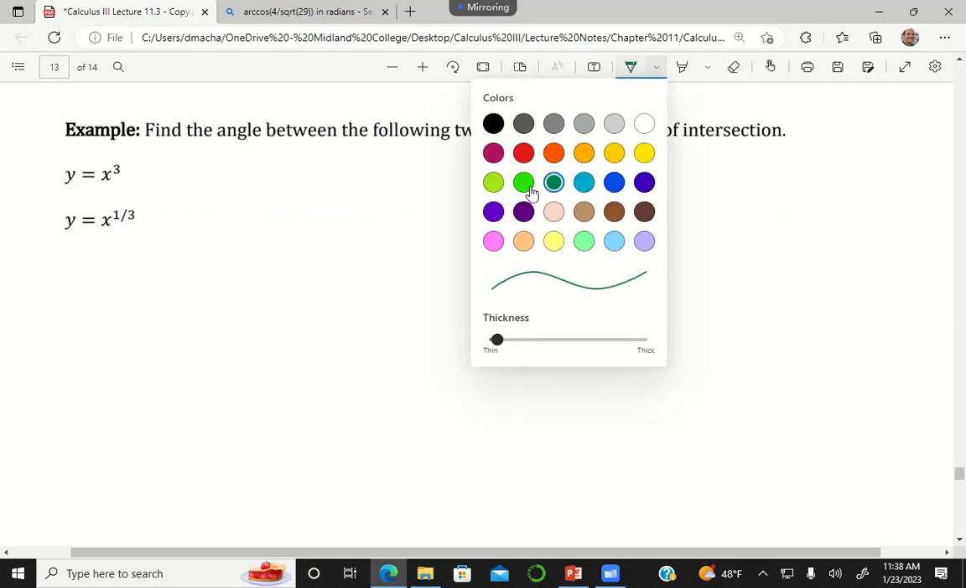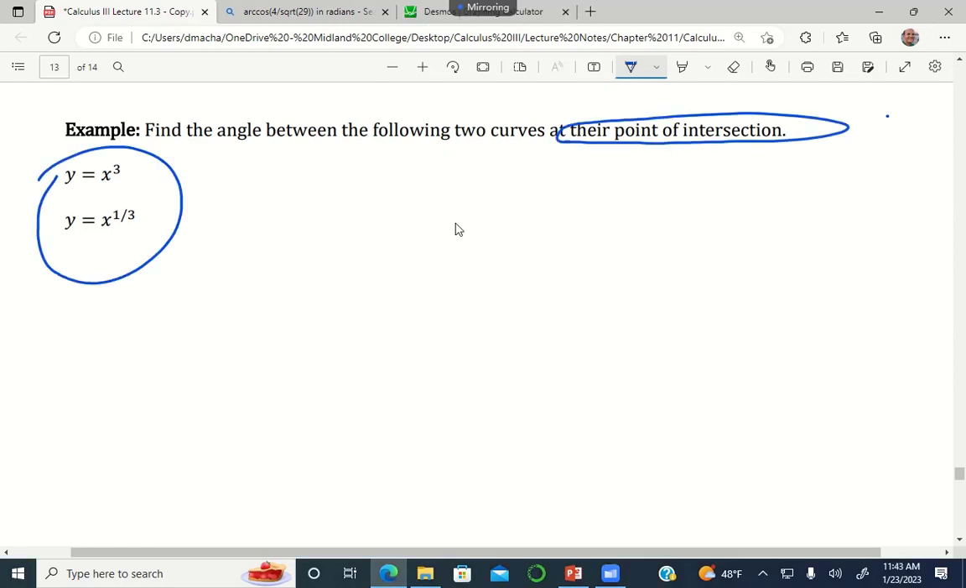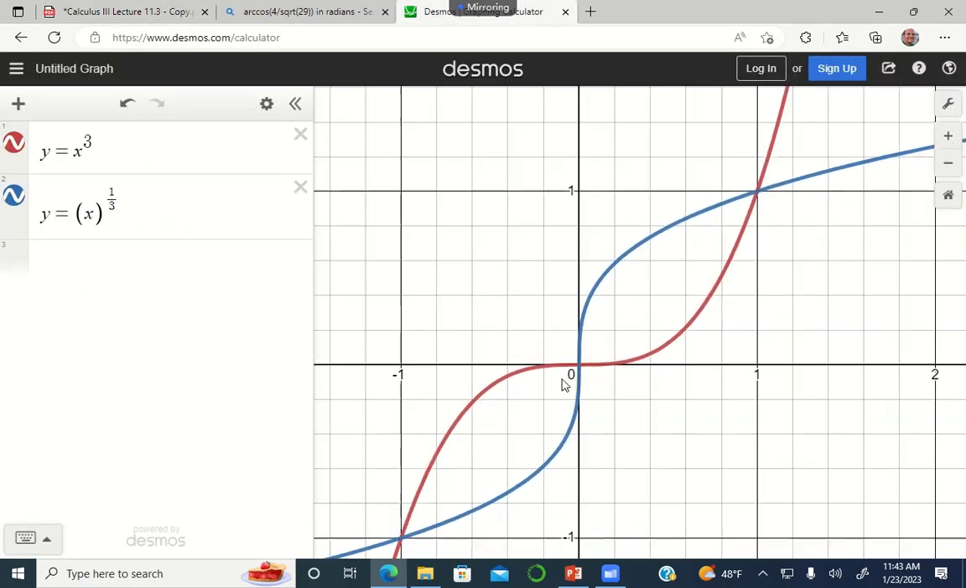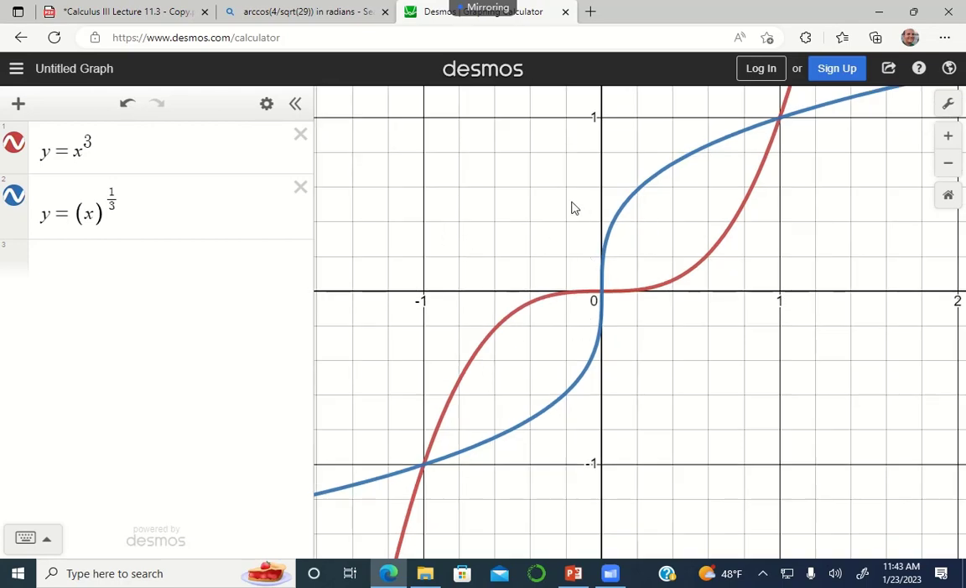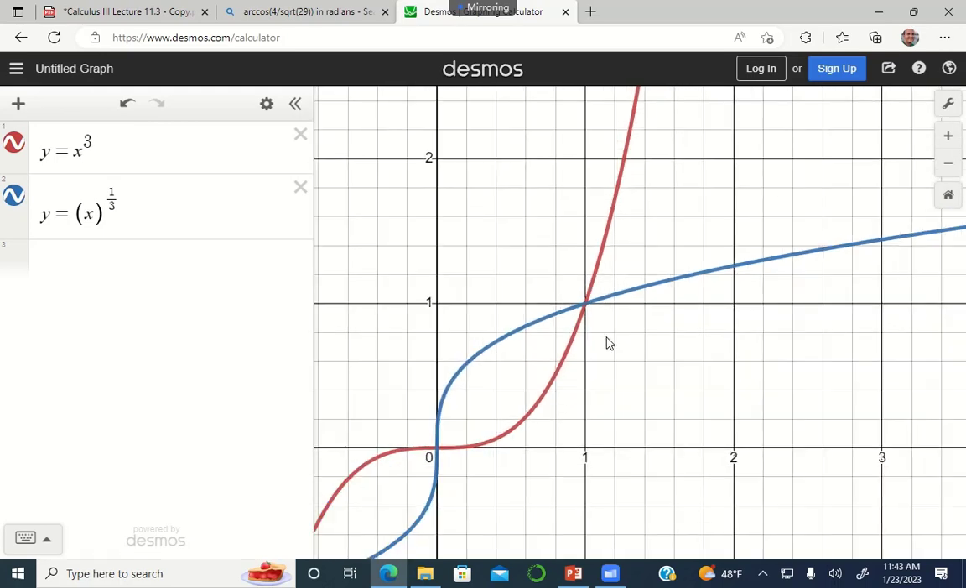Okay, this is hopefully an interesting example. It says, find the angle between the following two curves at their point of intersection. Specifically, let's talk about the point of intersection at x equals positive 1, because I realize now that there are actually three points of intersection between this red and blue curve. For us, we're going to focus on this one, and that's going to be our focus of this problem.